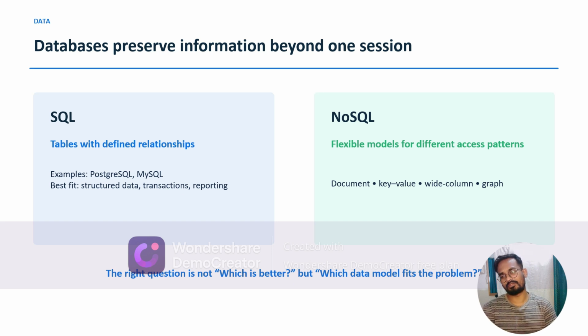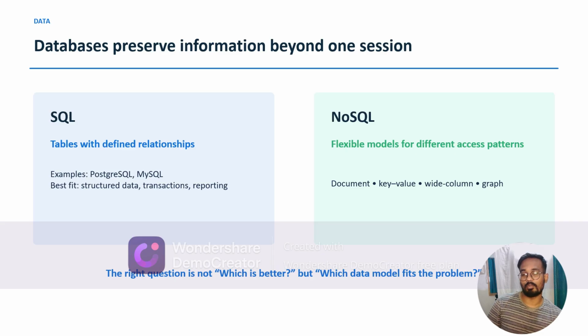Examples of SQL are PostgreSQL and MySQL, and they are the best fit for structured data, transactions, and reporting. Basically, this is what we are going to use SQL databases for. Data is generally organized into tables. For example, imagine a user table where name, ID, email, etc. will be filled in. We can have another table for orders, another for products, another for addresses. The tables can have relationships with one another.